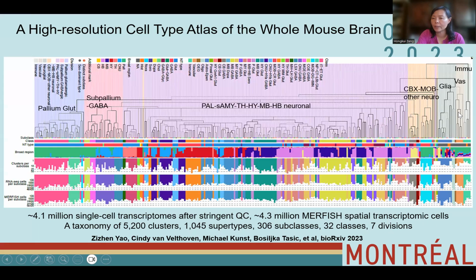The 7 divisions include 3 non-neuronal divisions: glial cells, vascular cells, and immune cells. And then there are 4 neuronal divisions, with all the pallium glutamatergic neuron types forming a distinct branch, and the GABAergic neuronal types from the subpallium forming another distinct branch, and other highly distinct neuronal types from cerebellum, cortex, main olfactory bulb, and other areas forming another mixed distinct division. And all the other remaining neuronal types in the middle part of the brain, which are highly divergent, but also with different degrees of similarity with each other, form a very large neuronal division.